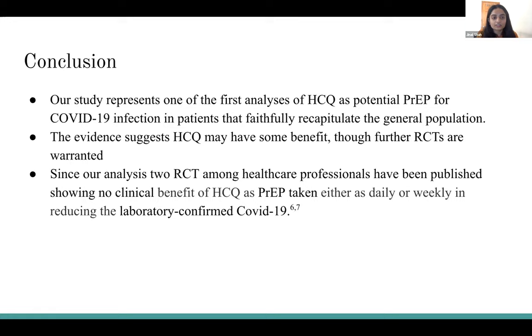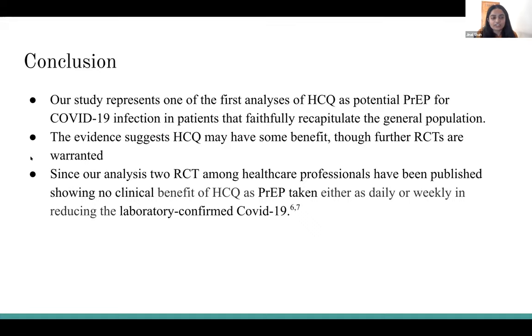And so in conclusion, this was one of the first analyses looking at hydroxychloroquine as a potential PrEP treatment for COVID-19 infection. And the evidence suggests that it might have some benefits, but further randomized controlled trials are needed.